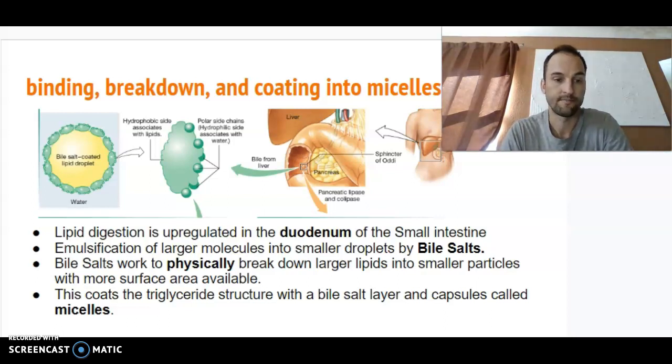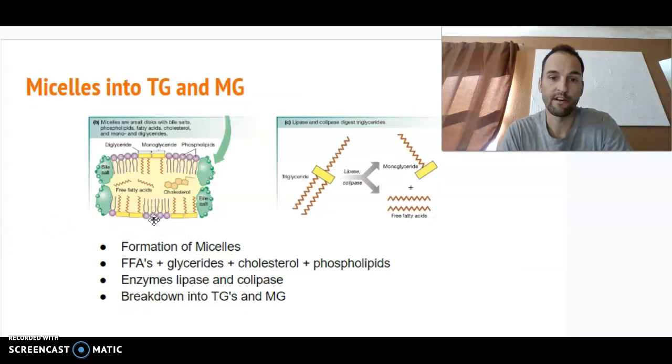So here on the left-hand image, you have a micelle. It is composed of diglycerides, monoglycerides, phospholipids, cholesterol, and free fatty acids in the middle. We have bile salts along the outside, and those are going to be important. We're going to need a different enzyme other than lipase to be able to expose the inside of this molecule, so it can be broken down further.